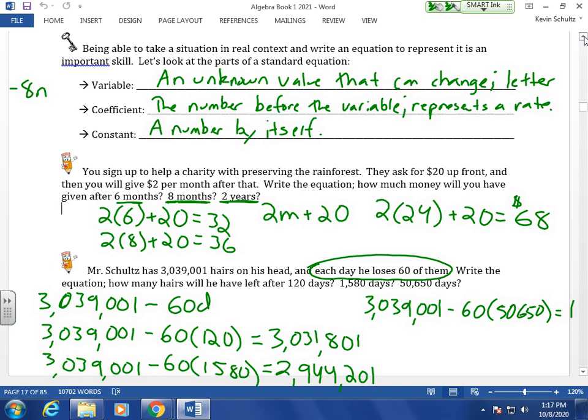So what I want you to recognize here is the role of that coefficient, that rate, some amount per something. The constant, that value that never changes, and then the variable, that's what we're plugging things in for. Okay. Any questions on this? Nope.